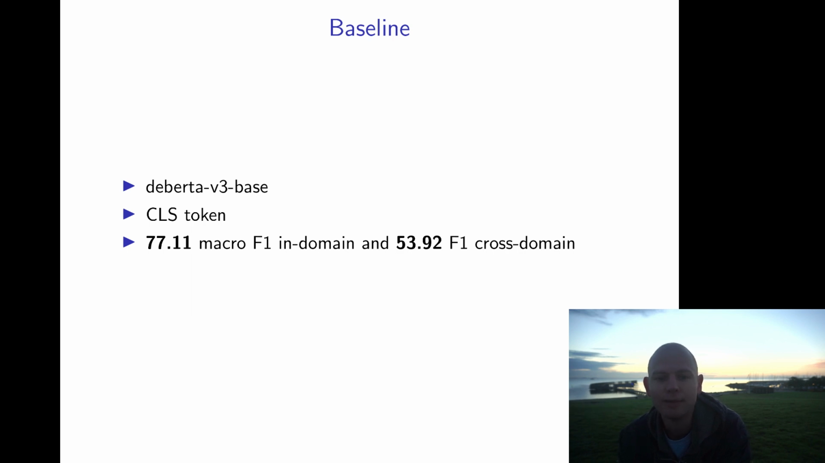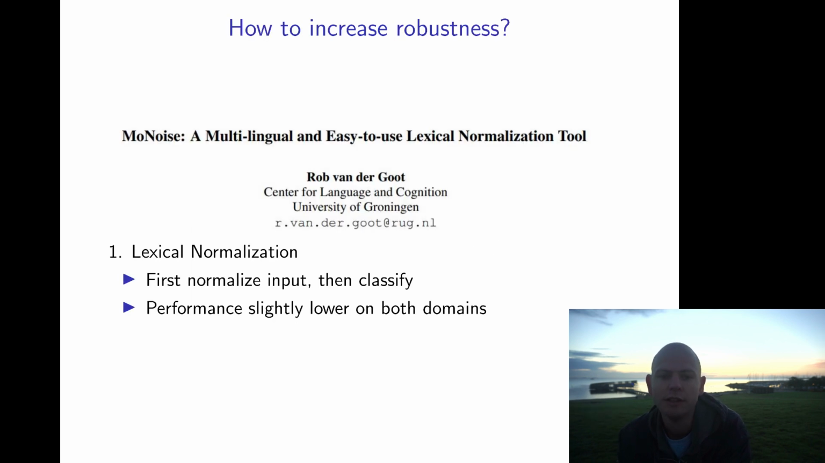Then we evaluated three approaches to increase the robustness. The first one is lexical normalization. Lexical normalization is the task of transforming a non-standard language variety to its standard form. More specifically, we use lexical normalization, which is normalization on the word level, and we used MoNoise, a model that was state-of-the-art in the beginning of this project for English.